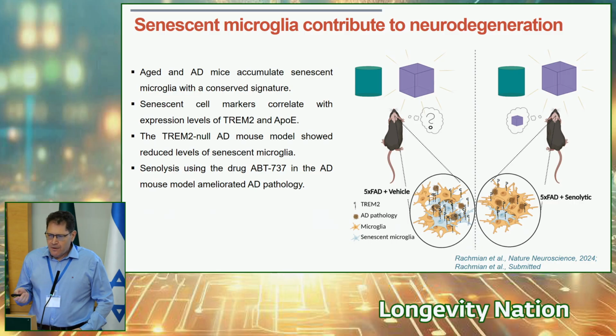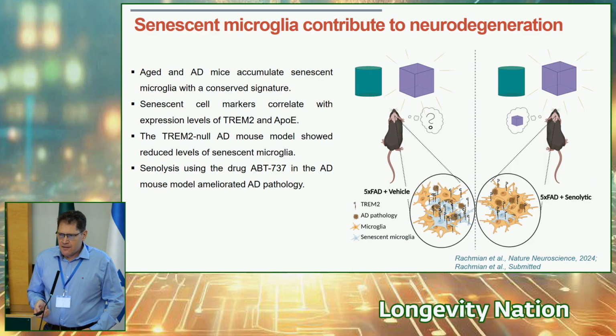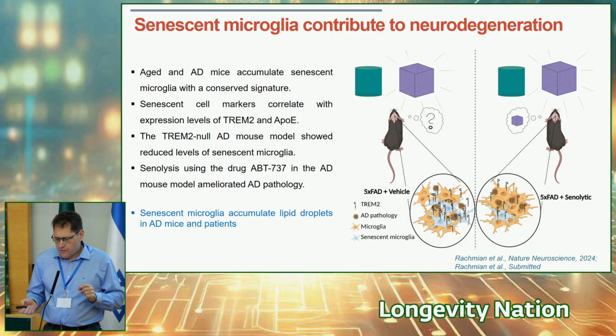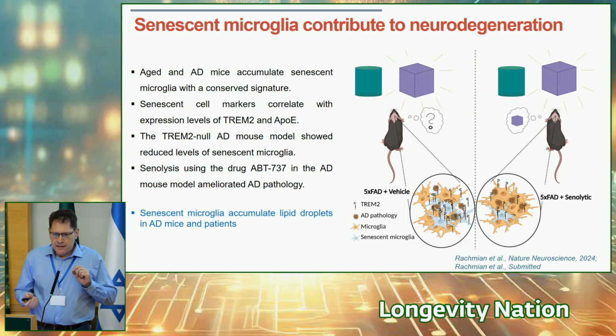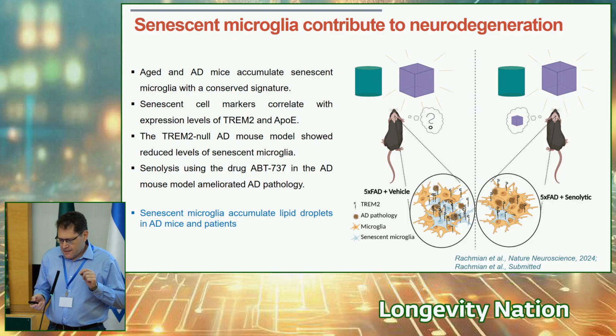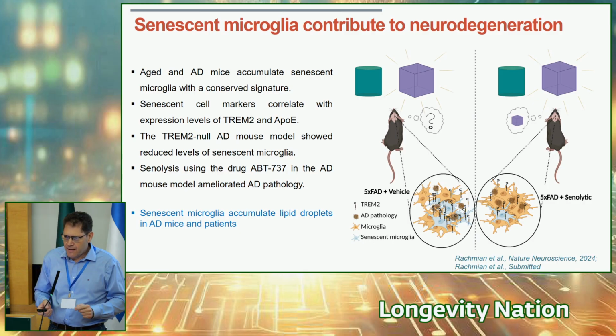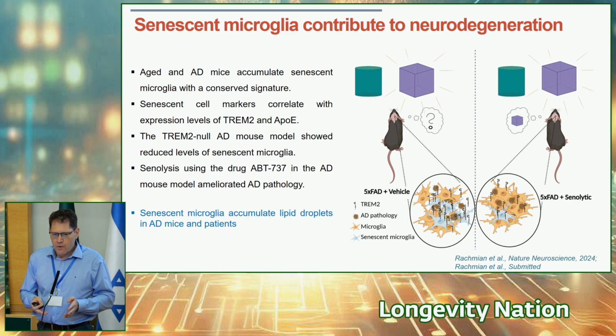So we did metabolomic profiling of senescent cells, and we have found significant changes in the lipid metabolism, and then we linked it to the microglia, and we have identified that senescent microglia actually contain lipid droplets. It is known in the literature that microglia with lipid droplets are very detrimental, and they are correlated with the worst outcome in Alzheimer's disease.